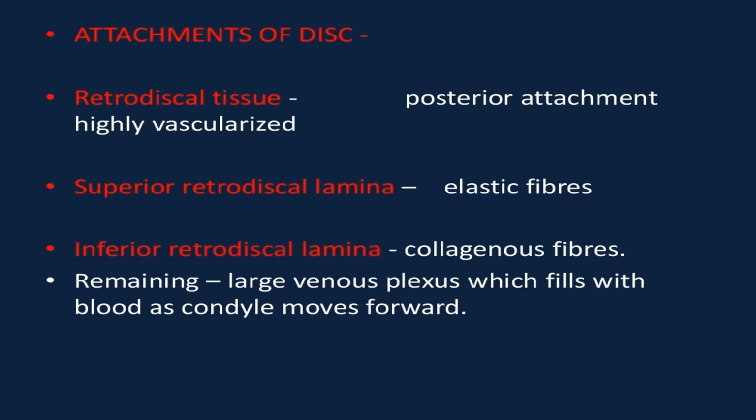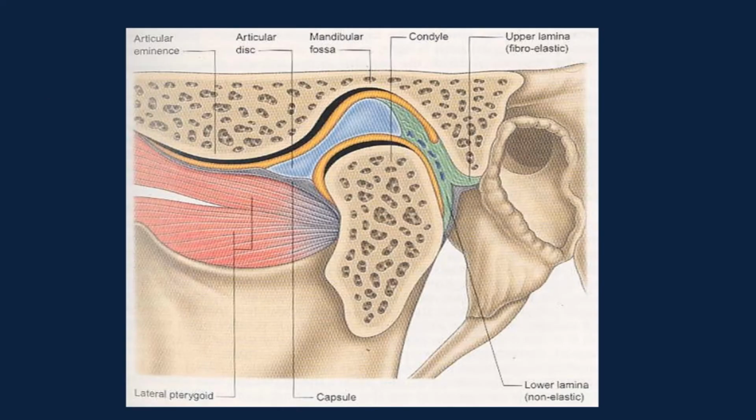22. Attachments of the disc: retrodiscal tissue, a highly vascularized posterior attachment; the superior retrodiscal lamina, with elastic fibers; the inferior retrodiscal lamina, with collagenous fibers; and the remaining large venous plexus, which fills with blood as the condyle moves forward.